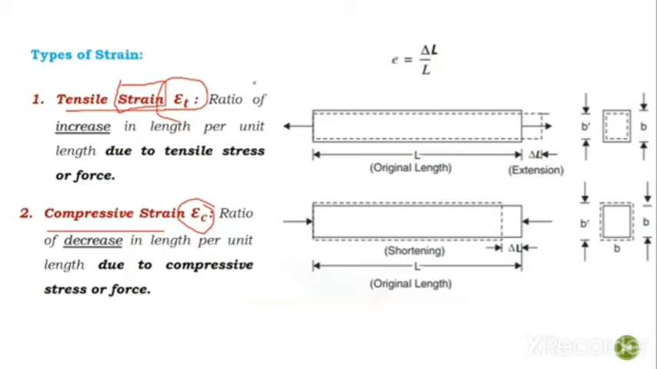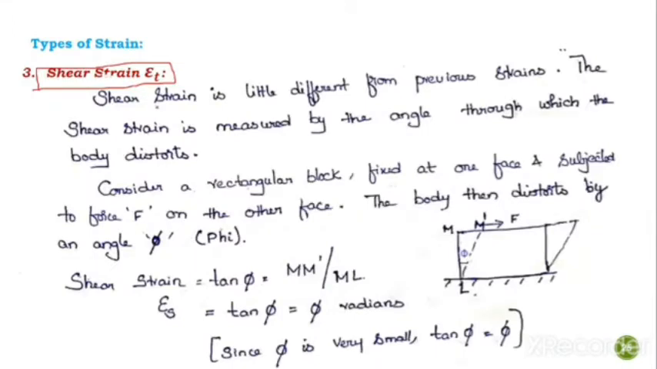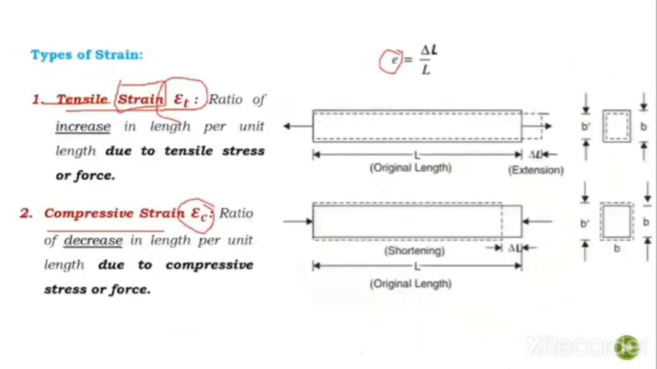Now, if the change in length, or the strain, is because of the tensile force, then such a strain is called tensile strain. If the strain is because of compressive force or compressive stress, then such a strain is called compressive strain. And if the force responsible for the strain is shear force, then such a strain is called shear strain. Let me go into a little bit of explanation here.